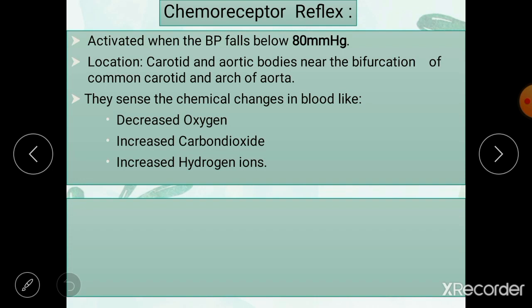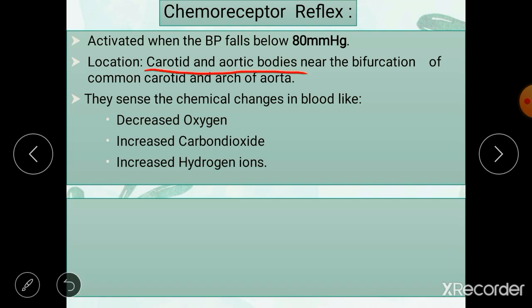Chemoreceptors do not respond to stretch. As the name indicates, they are chemical receptors and they respond to chemical changes such as decreased oxygen, increased carbon dioxide and increased hydrogen ions. And where are these chemoreceptors present? They are present in the carotid and aortic bodies.